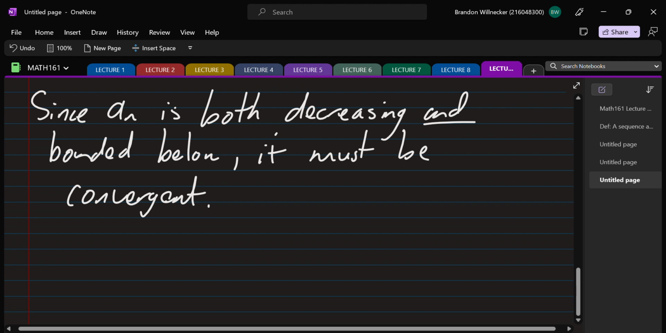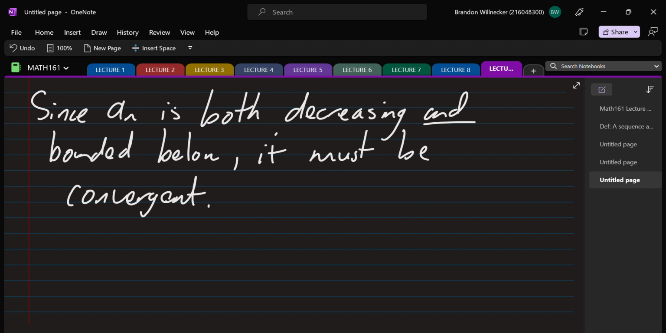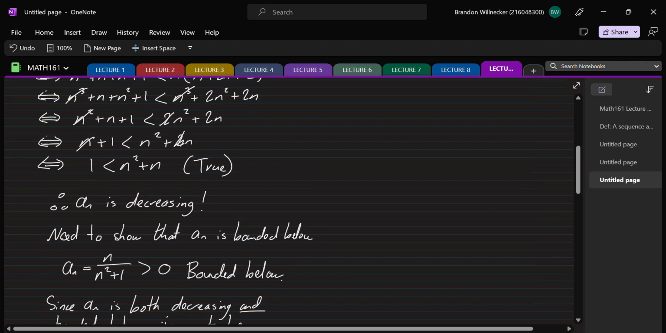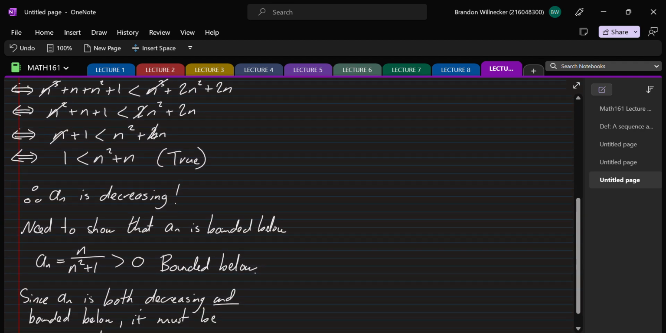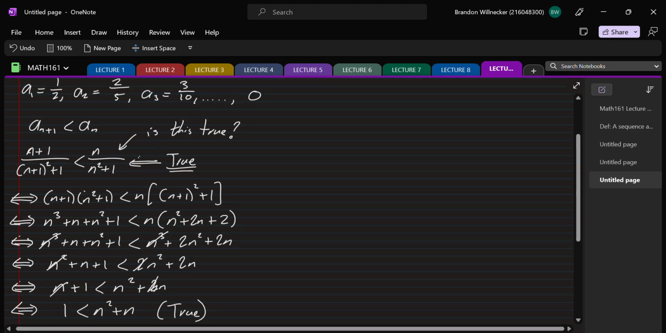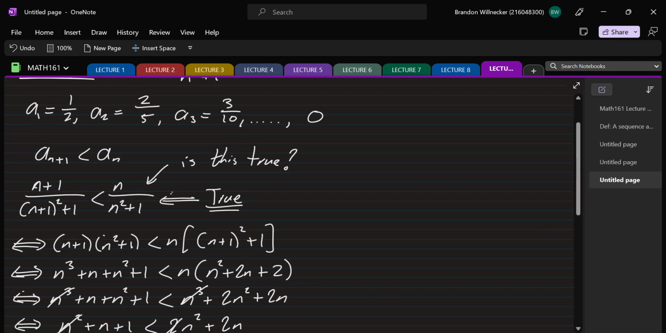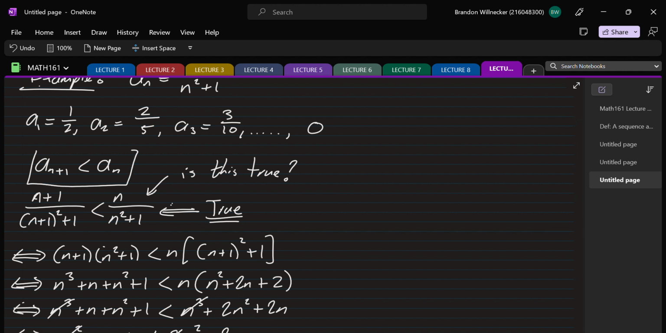All right, any questions on this? If you're lost, please let me know. Which one? The bounded part. Oh, decreasing. So that was from here. Yeah, so we write this down. So a_(n+1) is less than a_n. Remember, that was the definition.